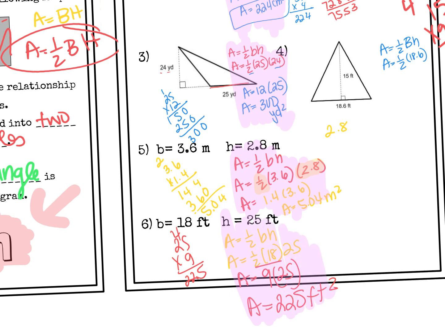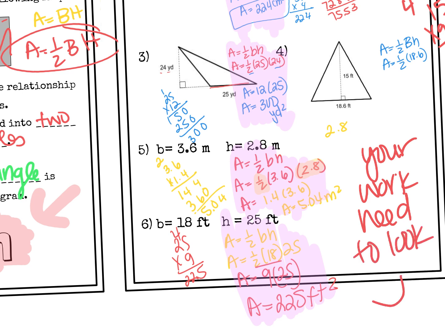So I am going to say your work. You don't have to write that down. I'm just telling you. Your work needs to look exactly like that. Because we're about to get into area of composite figures, and it's important that you write down the formula for every shape. You substitute the numbers in, meaning you plug in numbers, and then you multiply and then write down your answer.